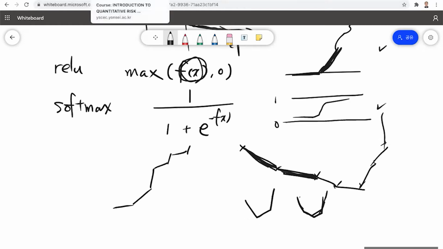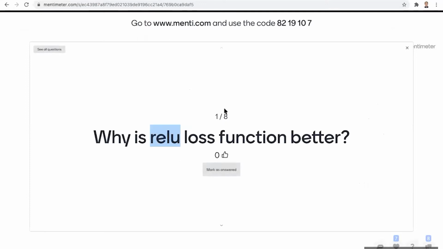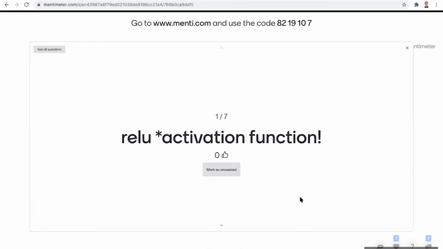But the main point is, if you don't like it, you don't have to say that ReLU is the best. We can use other activation functions. Yes, ReLU activation function.